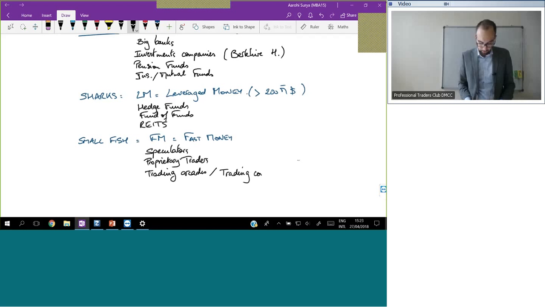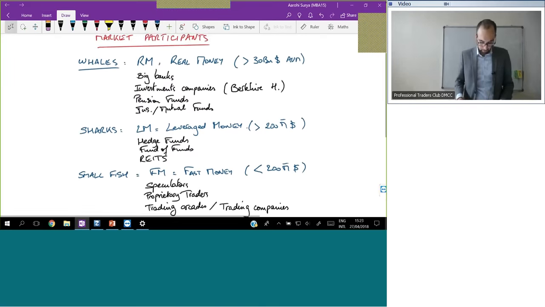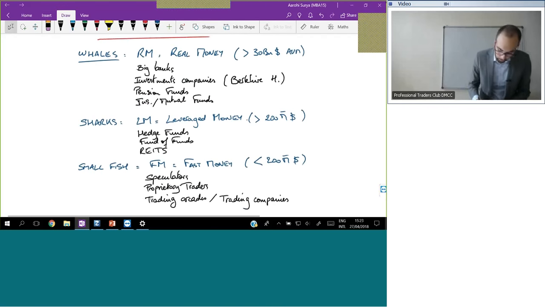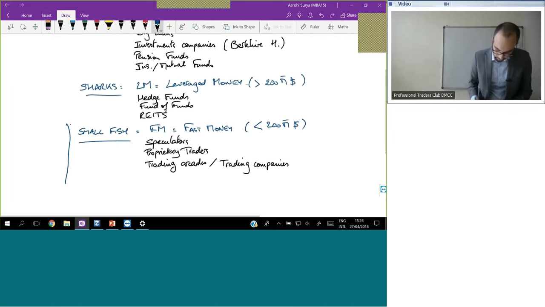You will find also trading companies. Could be physical trading companies, could be trading financial markets. Anyway, as long as you operate with less than 200 million, you're called a small fish player. All right. So having said that, what we need to understand is, I believe most of you, when you start trading, you will be entering this category.